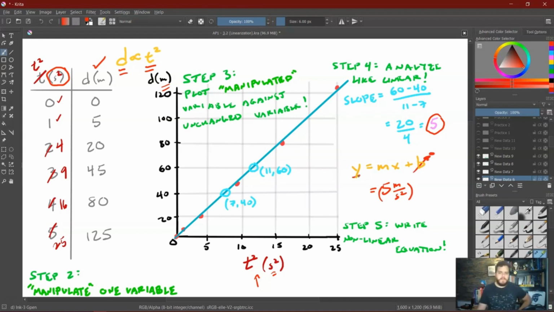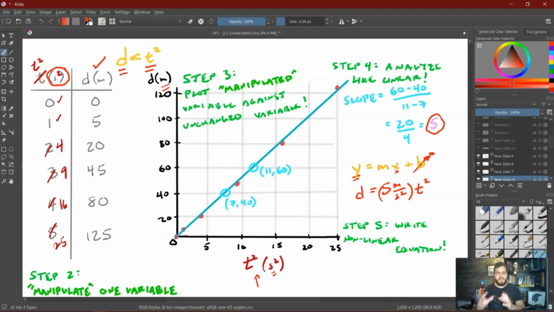But remember, we have y and x here. If I write y equals 5x, well, that's not very useful. Instead, I need to put in the proper variables. Well, on our vertical axis, we have d, and on our horizontal axis, we have t squared. So this tells me the relationship between d and t squared is simply multiplying t squared by 5.